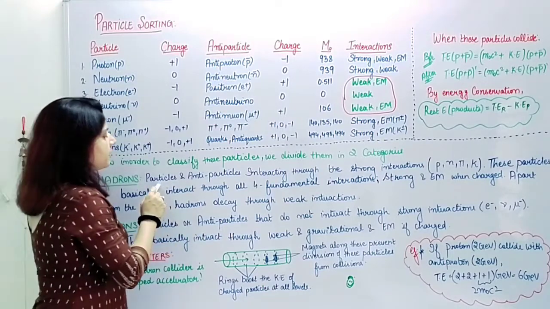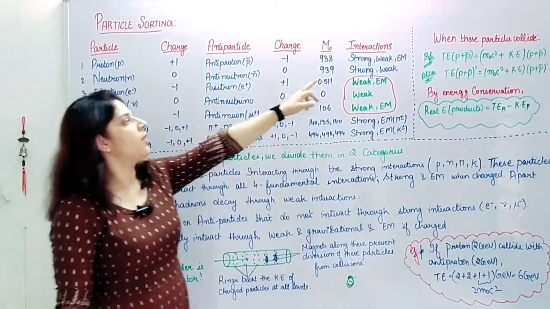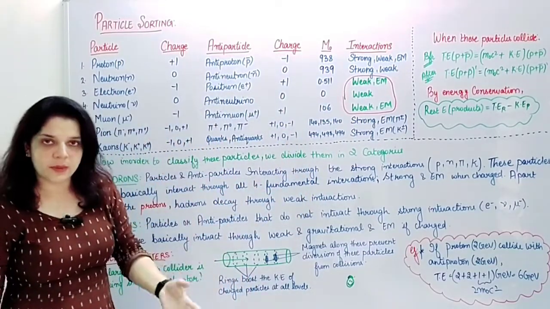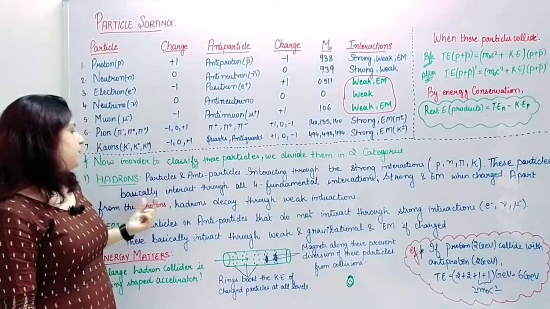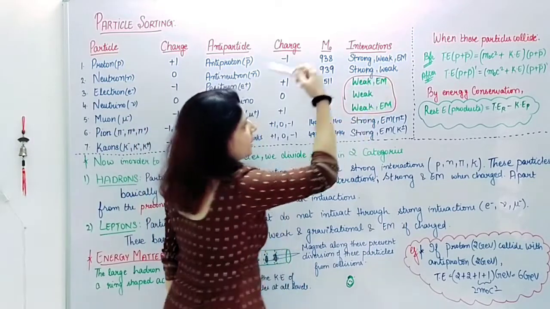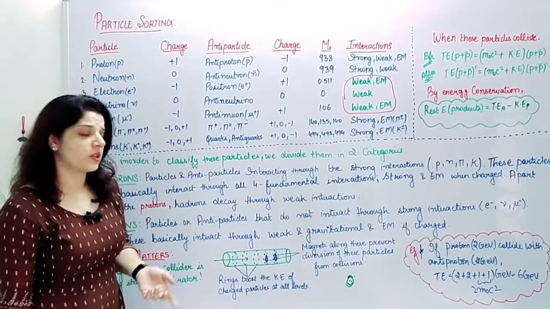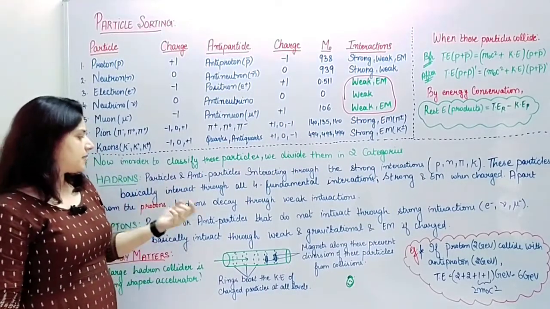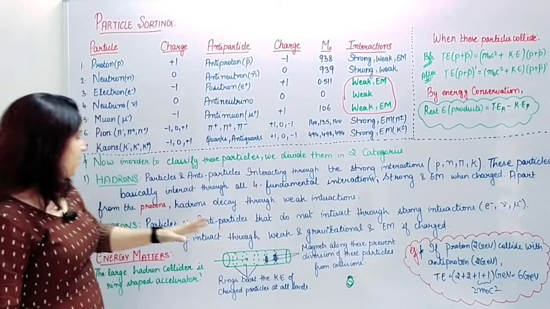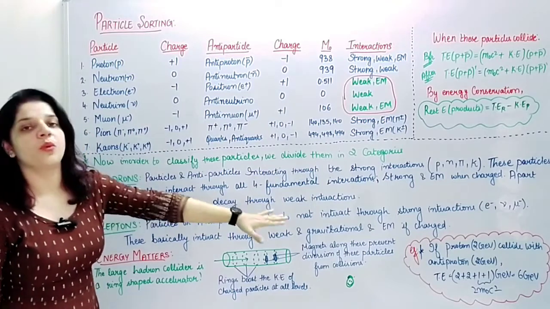The first category are the particles and antiparticles interacting through the strong interactions. So which ones will they be? Proton, neutron, pion, kaons, four particles and their antiparticles, and these particles basically interact through all four interactions. You can see strong, weak, electromagnetic, and since they all have very high masses, they will also interact through gravitational interactions. So I say these basically interact through all fundamental interactions, electromagnetic when charged. Except the protons, hadrons decay through weak interactions.